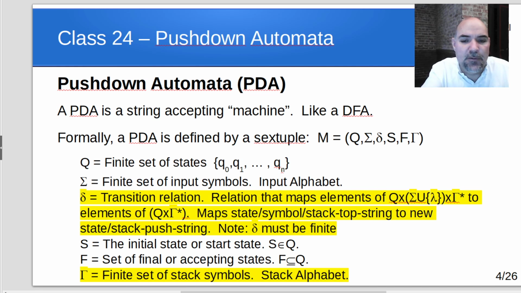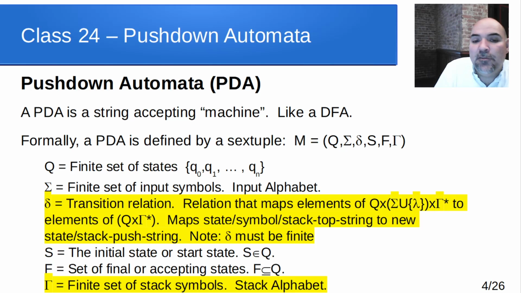And let's restart where we left off. Okay, so it's basically mapping elements of Q cross sigma union lambda. So in other words, it's all the symbols of the alphabet, plus we're allowed to have lambda like we had with an NFA. But now we've also crossed that with this gamma star. And to make sense of that, we need to look at what gamma is. So let's go down and look at gamma.